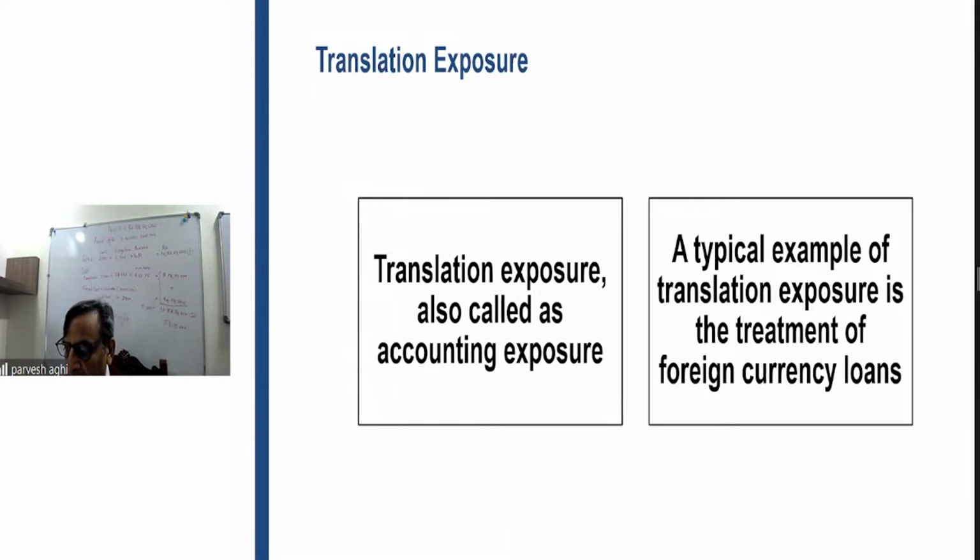Typical example of translation exposure is treatment of foreign currency loans. When you take a loan from abroad at a certain rate, suppose you're taking a loan in terms of dollars, and the dollar was 83 rupees at the time, and you took a $1 lakh loan. Now, say at the time of closing your accounts on 31st of March, you found the rate has become 83.50. So that means your loan liability will go up in your balance sheet, as against the time when you actually took the loan, when it was 83 rupees per dollar. Now it is at 83 rupees 0.50 at the time when you're making a balance sheet.